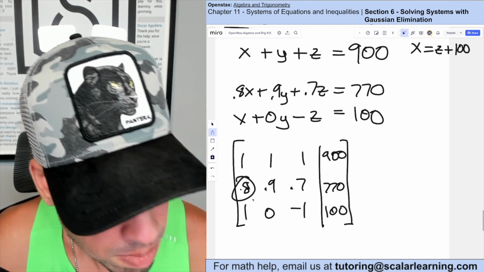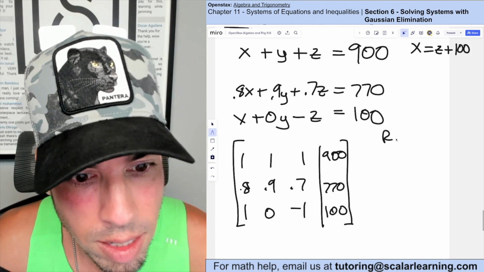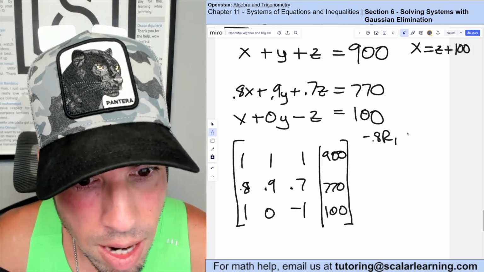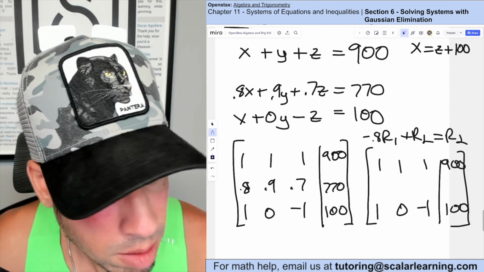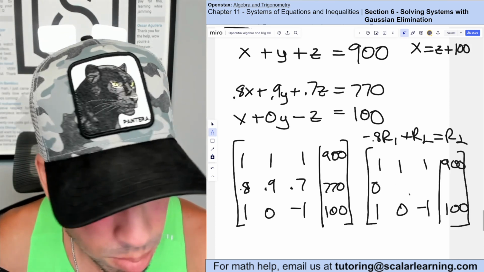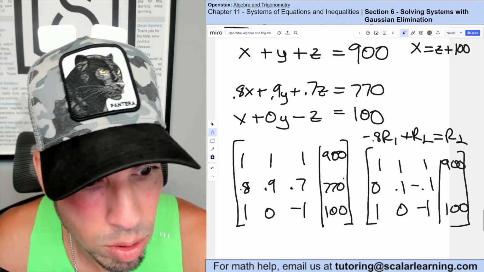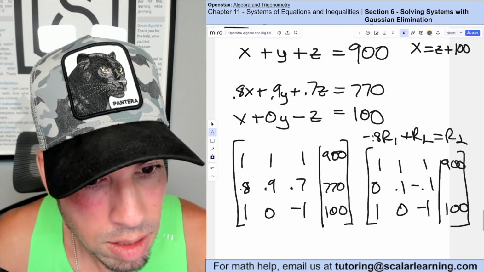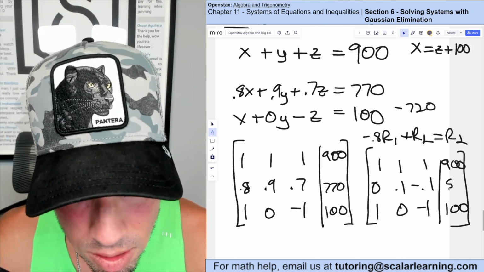First thing, I'd love to flip that and that to a 0. So first I'm going to multiply the top row by negative 0.8 and add it to row 2 to get a new row 2. Let's write that out. So negative 0.8 plus 0.8 is 0. Negative 0.8 plus 0.9 is 0.1. Negative 0.8 plus 0.7 is negative 0.1. And then negative 0.8 times 900 is negative 720. That plus 770 is 50.